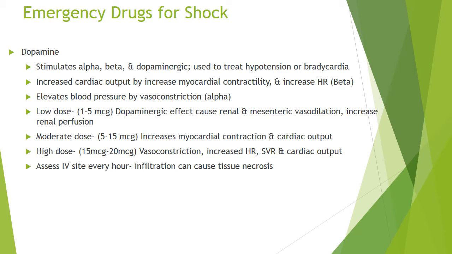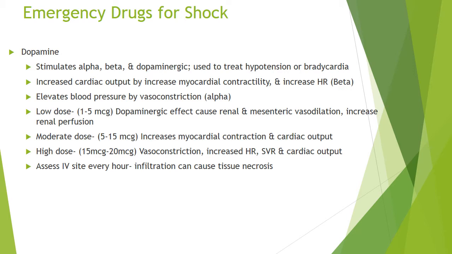And when we give dopamine, we usually give it in 3 different levels of dosing. We have low dose, moderate dose, and high dose. So it's really important to know what's going on with your patient as well as what the goal is so that you know what dose you're going to be looking at. Low dose is known as the renal dose. It has dopaminergic effects that cause renal and mesenteric vasodilation. So it increases renal perfusion as well as perfusion to our GI tract.